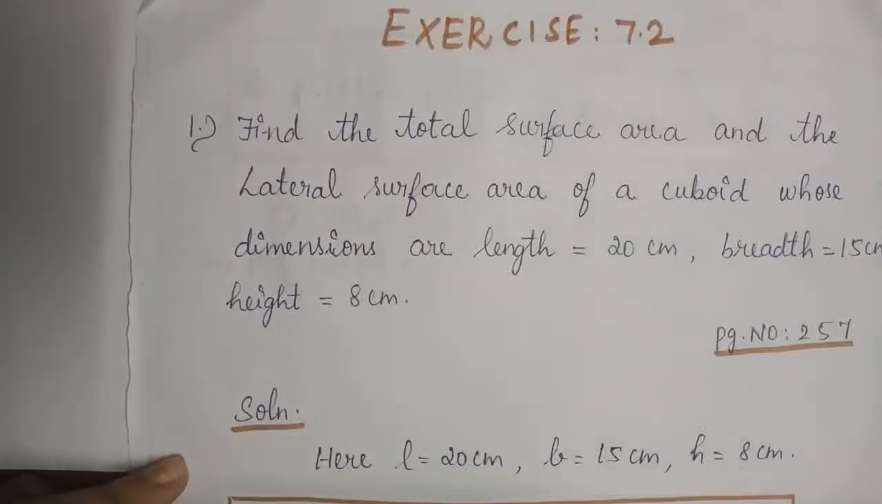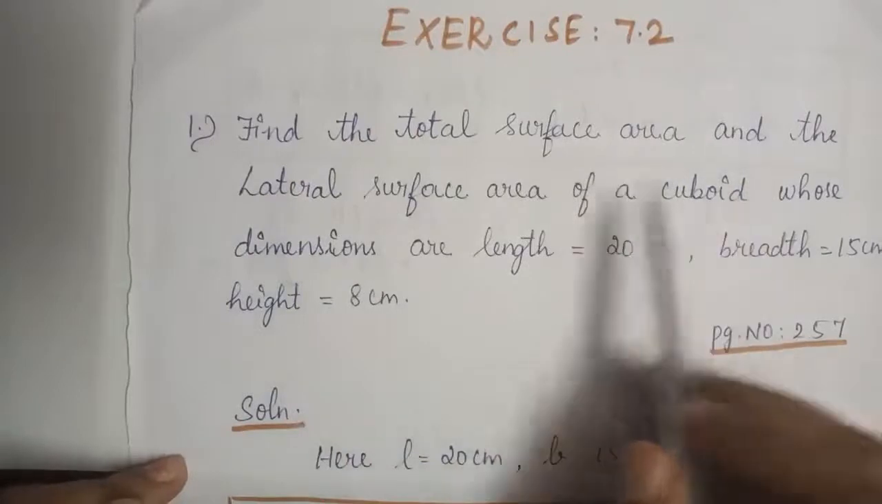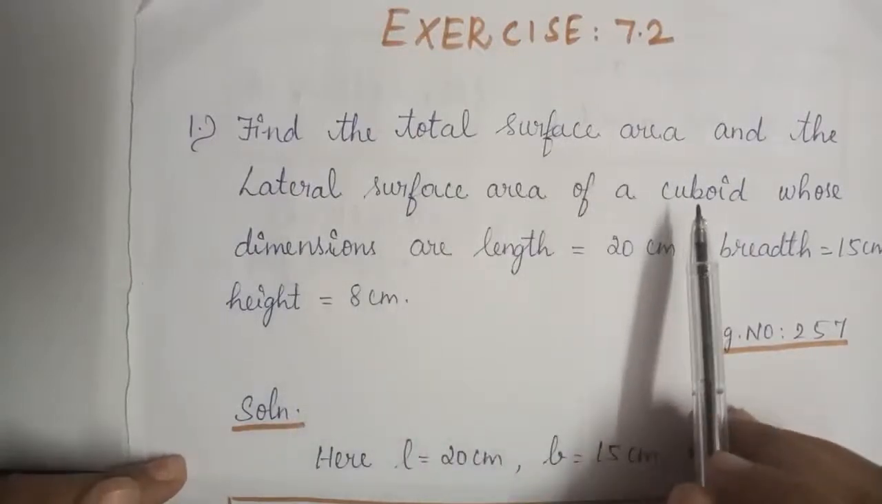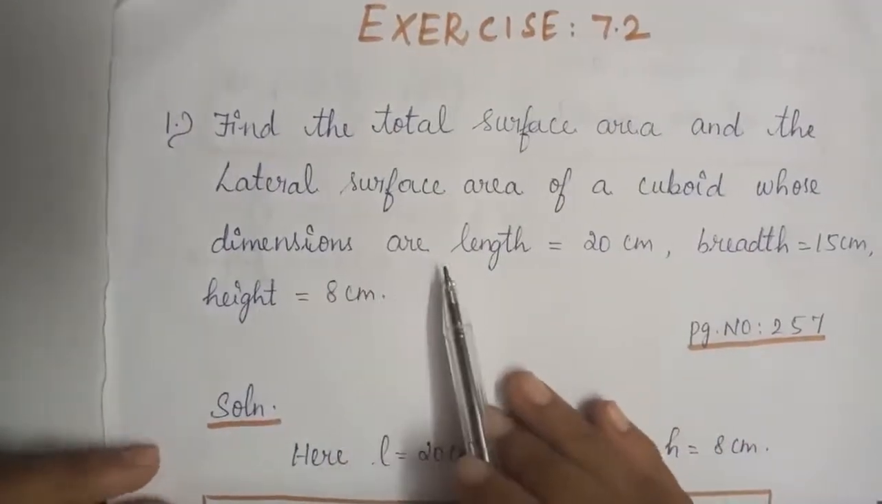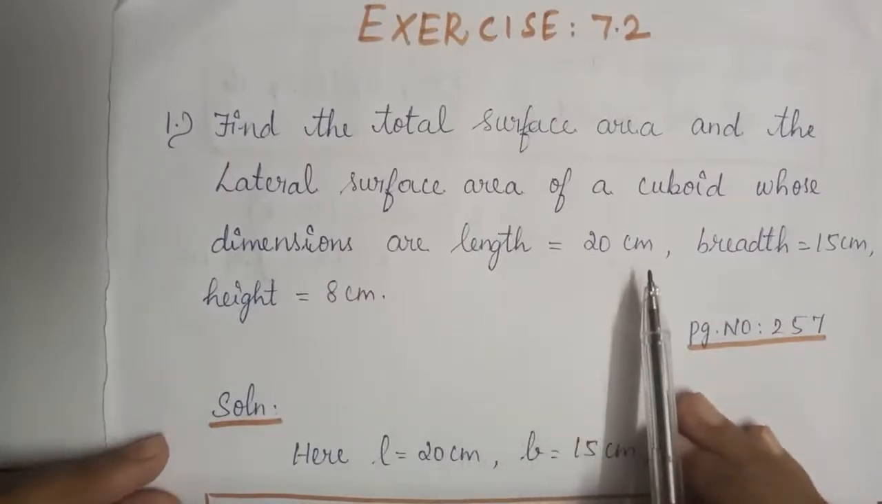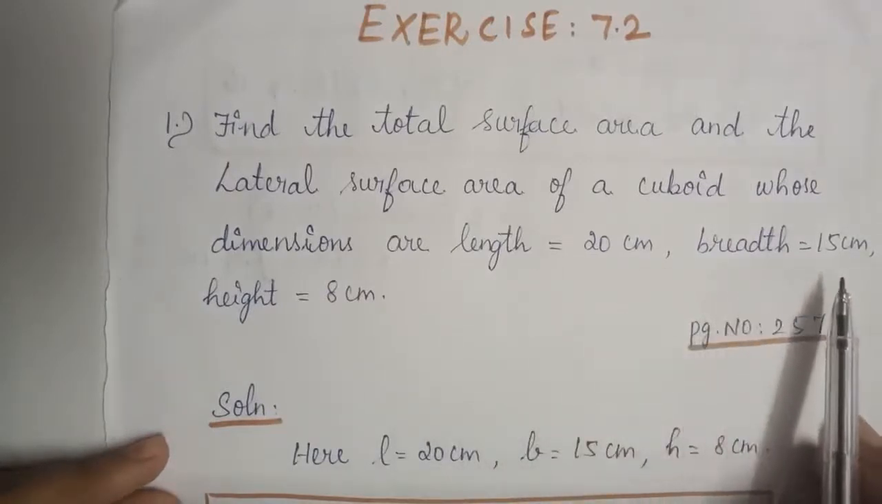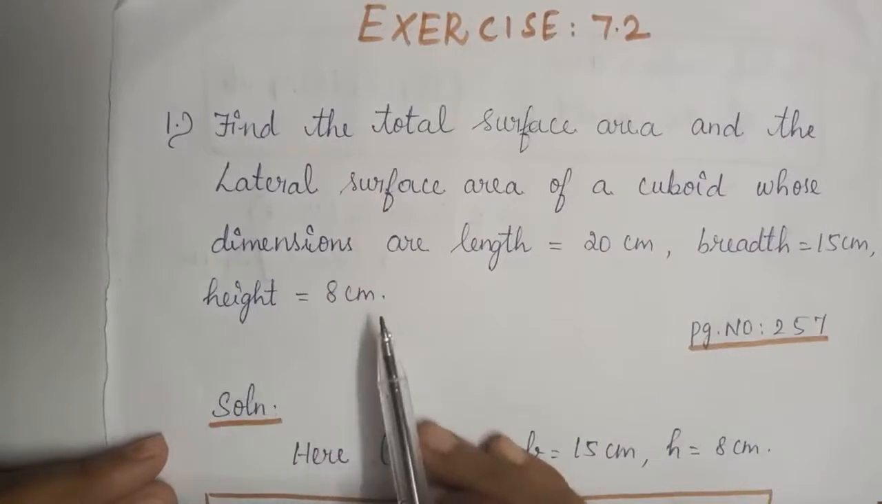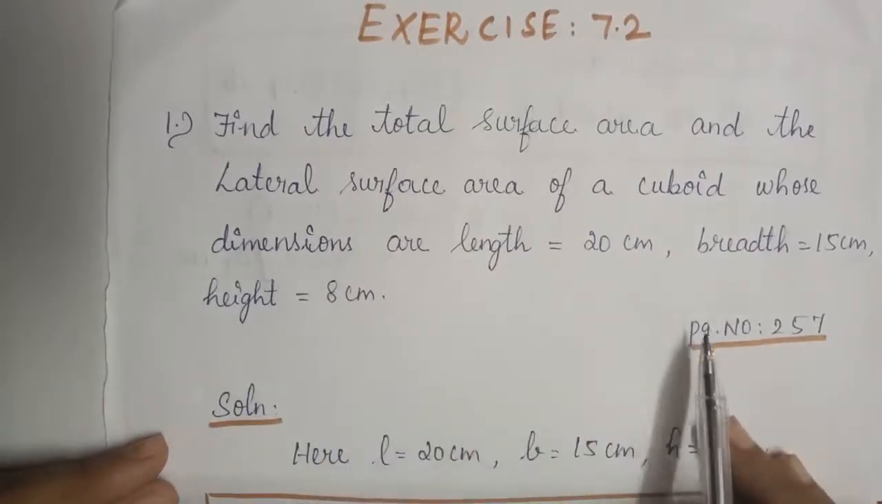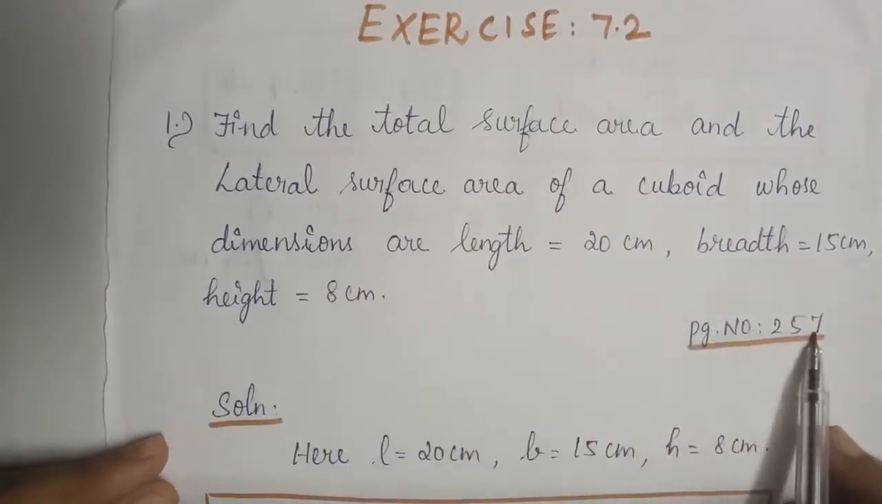Exercise 7.2, problem number 1. Find the total surface area and the lateral surface area of the cuboid whose dimensions are length equal to 20 cm, breadth equal to 15 cm, height equal to 8 cm. The problem belongs to page number 257.